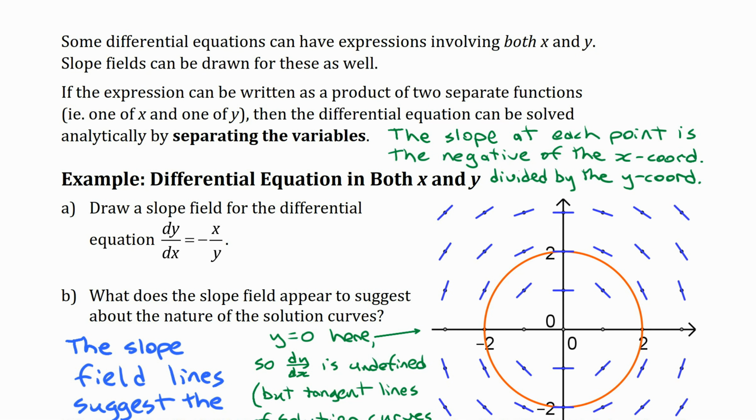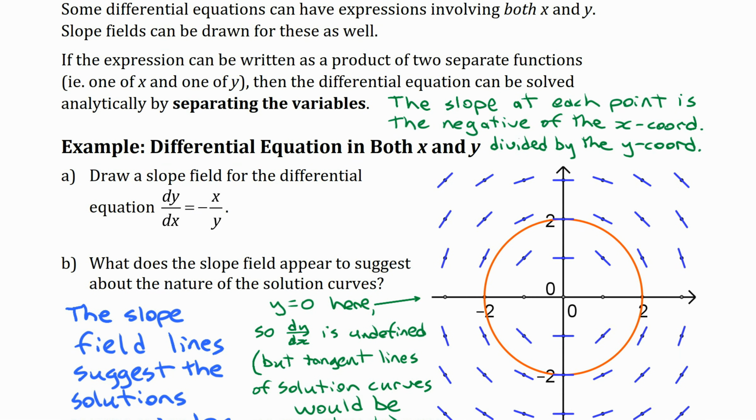Sometimes differential equations can have expressions involving both x and y, like the examples I showed you at the beginning. If you're working with something that has x and y, like this one here, dy/dx equals -x over y, you can interpret it the same way we did to try and draw a slope field. The derivative is -x over y, so the slope at each point is the negative of the x-coordinate divided by the y-coordinate. All right, negative of x divided by y.